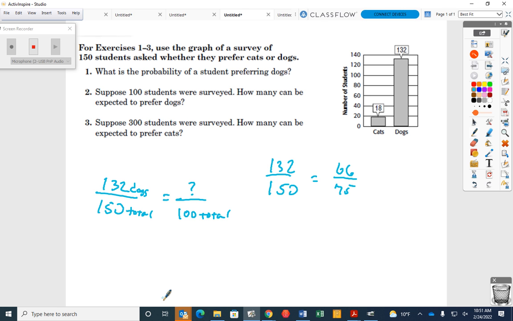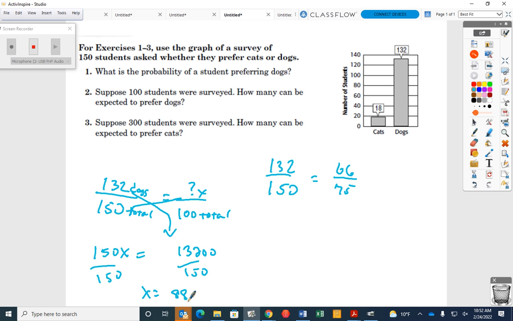So with your calculators, I'm going to replace this with an X, and I'm going to multiply 132 times 100, and that gives me that. And I'm going to multiply 150 times X, which is this. Then I divide each side by 150, and tell me what you got. What'd you get, Chase? 88. So we would expect to get 88 people to choose dogs if we interviewed 100 of them.